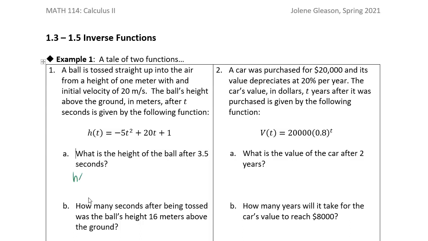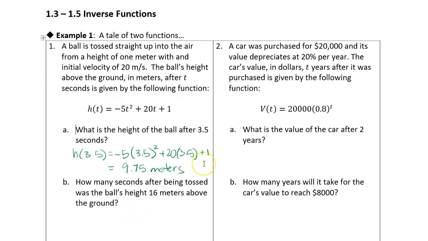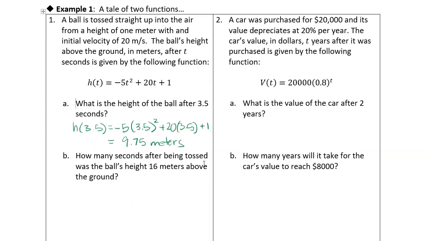So h of 3.5. We put 3.5 seconds in for t, and then we can just calculate it. So 3.5 squared plus 20 times 3.5, and then plus 1. You can put that into your calculator, and I got 9.75 meters. Now, the second part of this question is asking us to find the time.